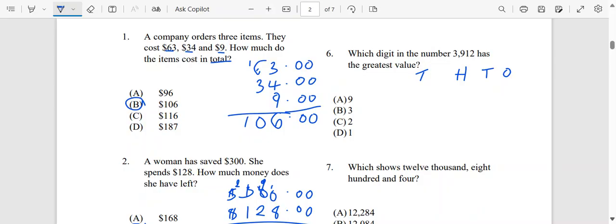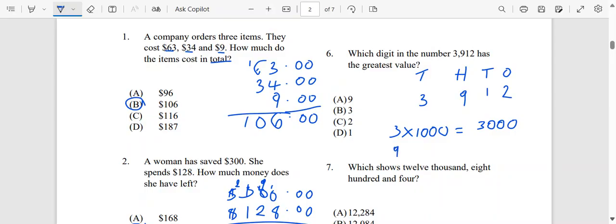So the 2, of course, goes in the ones place. The 1 goes in the tens place. The 9 goes in the hundreds place. And the 3 goes in the thousands place. We know because the 3 is in the thousands place, look at this, 3 times 1,000 is going to give us 3,000, right?